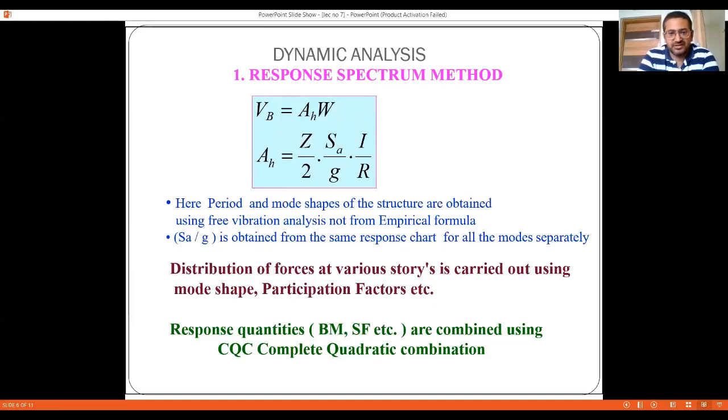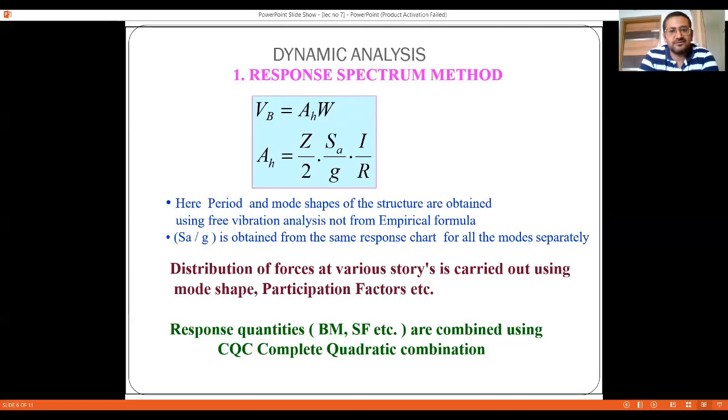So based on the behavior of the structure corresponding to every mass, we are going to have a set of eigenvalues and eigenvectors. Using these eigenvalues and eigenvectors, the time period is found out, right? And that is the only major difference between the static coefficient method and the response spectrum method, because in the response spectrum method, empirical formulas are not used to find the time period.